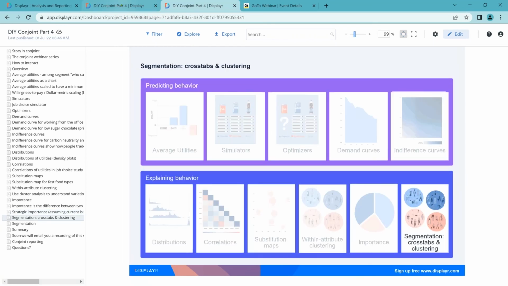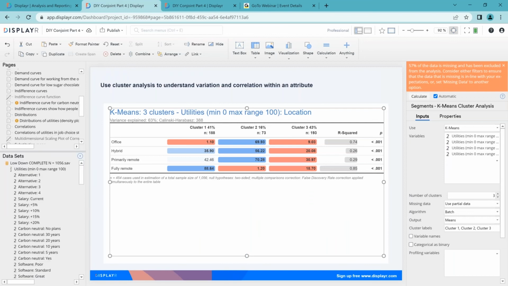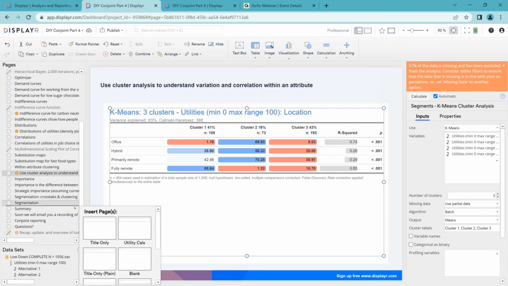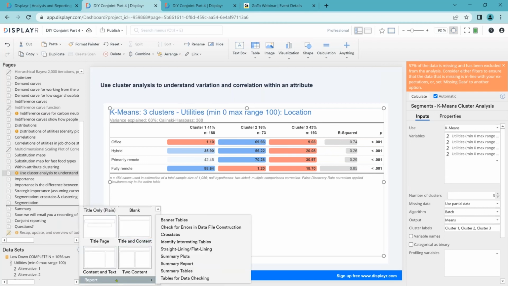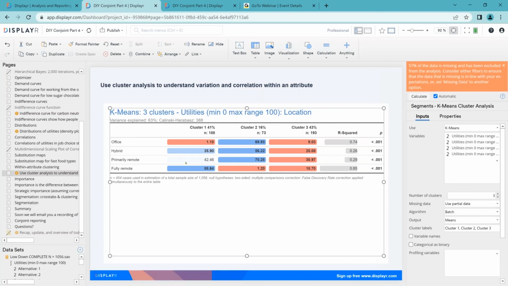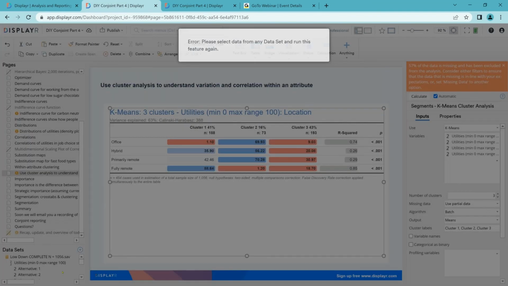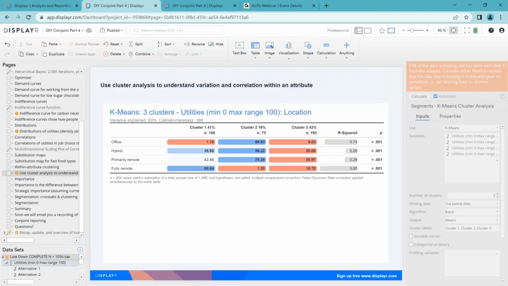Now, when we talk about segmentation, there's 2 basic things that we do. The first one that we do is we cross-tab everything, and so let's do that. Now I could cross-tab everything by the utilities of the attribute levels or the importance scores. Oops. Now I've got to click on my data here, not so clever. And let's do that again.